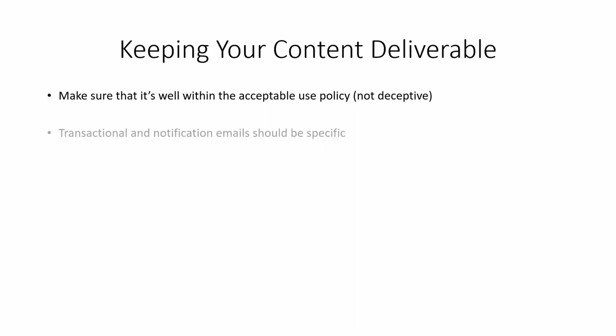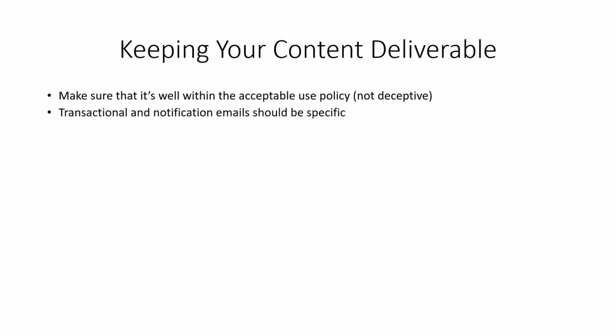Now, part of the process in working with Amazon SES is going to be making sure that your content is such that your emails will be deliverable. You'll be avoiding hard bounces. So you want to make sure that everything that you're writing, everything that you're putting in your email, is going to be well within the acceptable use policy. Basically what Amazon is really looking for is that you're not trying to deceive anyone, that you're not trying to do a bait and switch, and that your email is delivering exactly what it says it's going to.